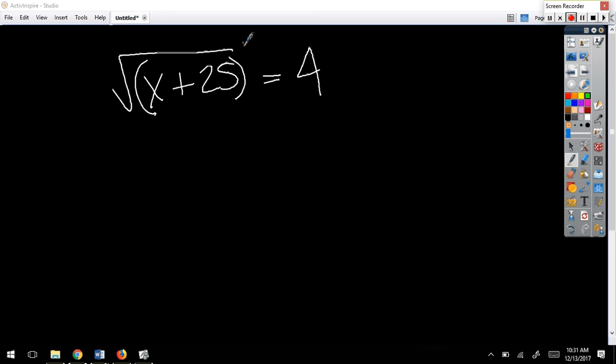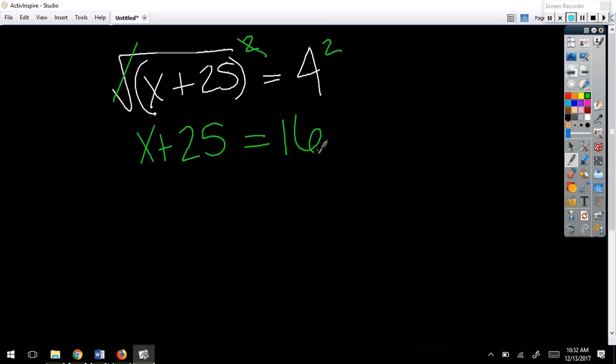So the second step is to get rid of the radical, so I square it to get rid of it. This gets rid of the radical. There's no 2 on the radical. It's automatically 2. If there's no number there, it's automatically 2. Now solve it. So you know minus 25, it's negative 9.